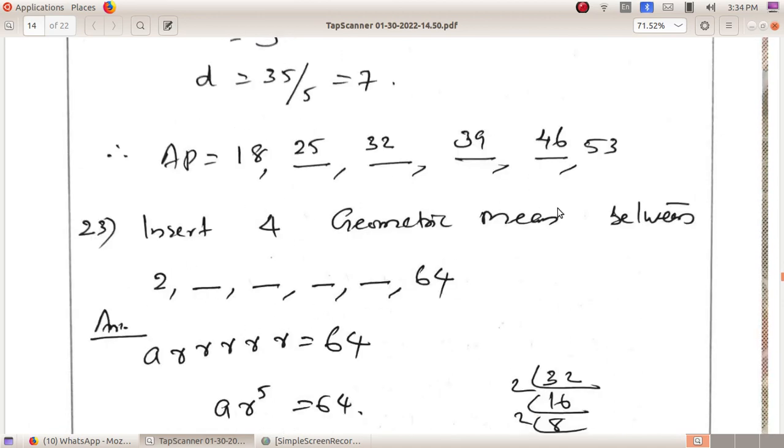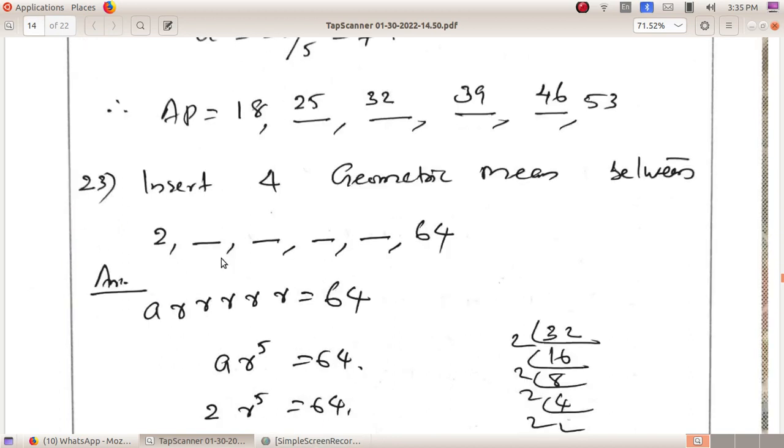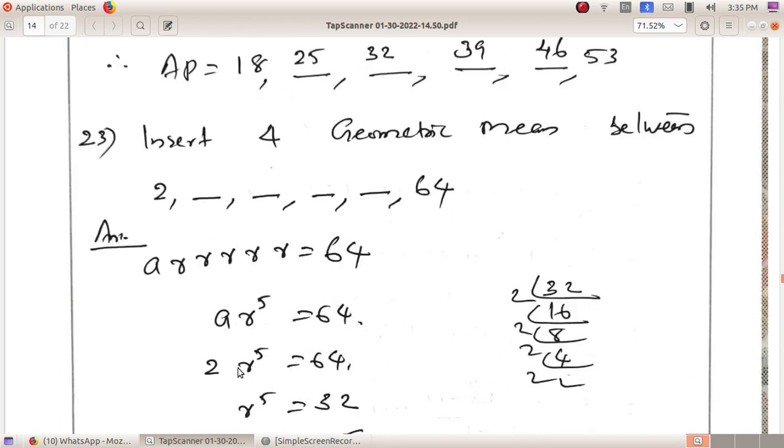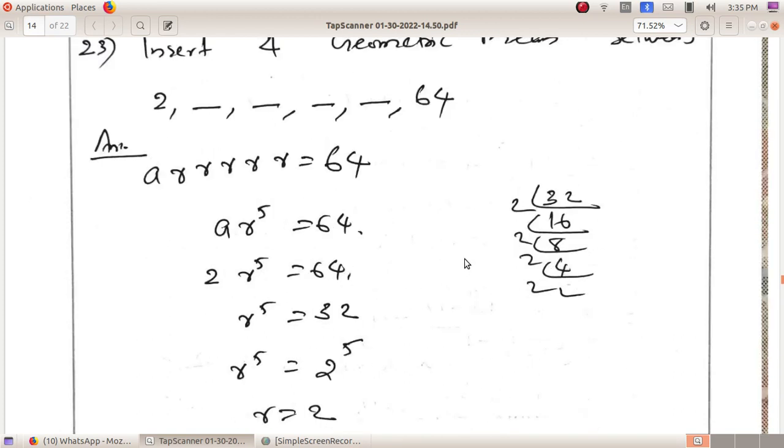Instead, for geometric means between 2 and 64. Here, instead of common difference, we are taking common ratio R. Since it is in GP, we have to multiply by the common ratio. 2 into R here, into R here, into R here, into R here, into R here. How many R's? 1, 2, 3, 4, 5 R's. That is A into R raised to 5 is equal to 64. A means 2. 2 R raised to 5 is equal to 64. 2 can be transposed here. And R raised to 5 is equal to 64 by 2, 32. So R raised to 5 is equal to 32.